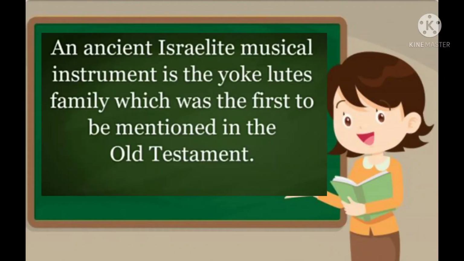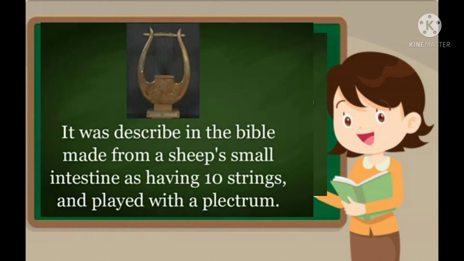Another musical instrument of Israel is the yoke lutes family, which was the first to be mentioned in the Old Testament. It was described in the Bible that it is made up from a sheep's small intestine as having 10 strings and played with a plectrum.